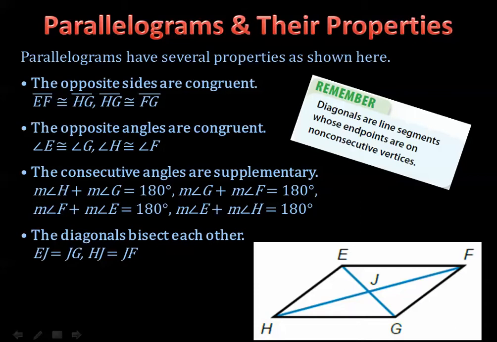Parallelograms and their properties. Remember, these are all the properties of a parallelogram, that the opposite sides are congruent. So EF is going to be parallel to HG, HG is parallel to FG. Opposite angles are congruent, consecutive angles are supplementary, and remember consecutive means that they're next to each other. And then the diagonals will bisect each other.